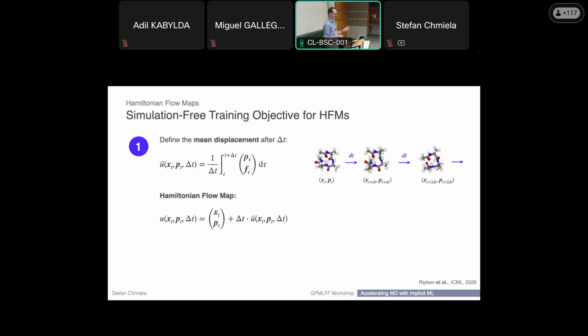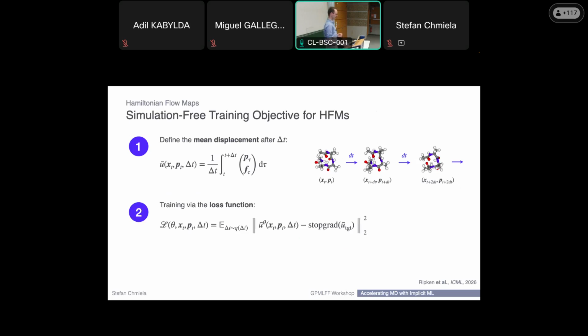Right? So we take our initial position and then multiply the mean with the time step, and this would return the future position. And this u bar, we're going to parameterize it using a neural network. Right? So it's going to be a neural network that predicts the mean momenta and the mean forces. And we're going to do this using this loss function, and I'm going to walk you through it.